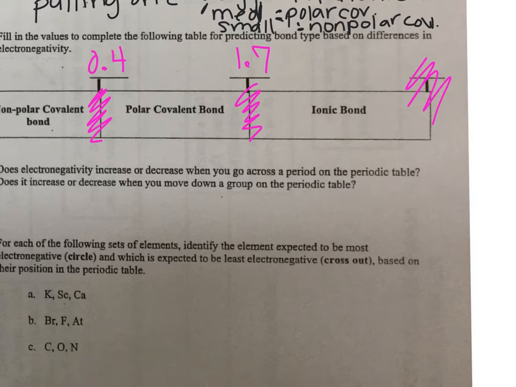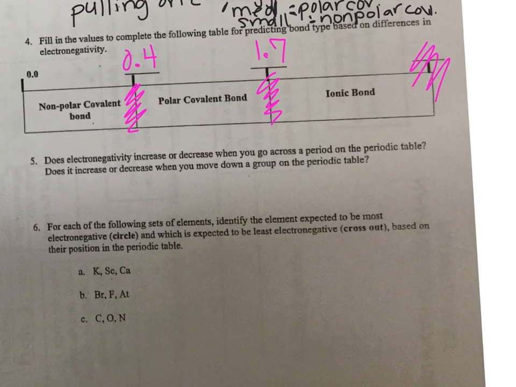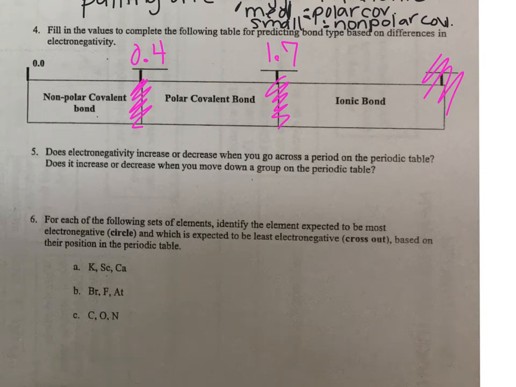So number 5 and 6 are just reviews from the last chapter. So real quick, electronegativity, does it increase or decrease as you move across the period? Increases. Okay. Does anybody remember why?